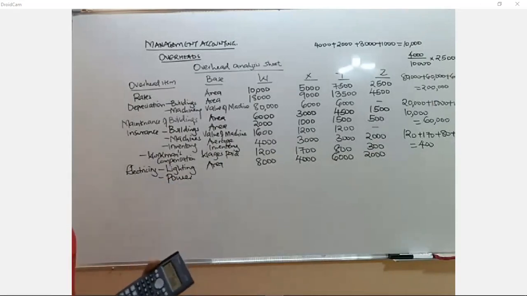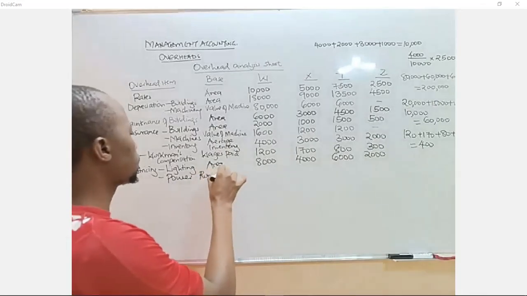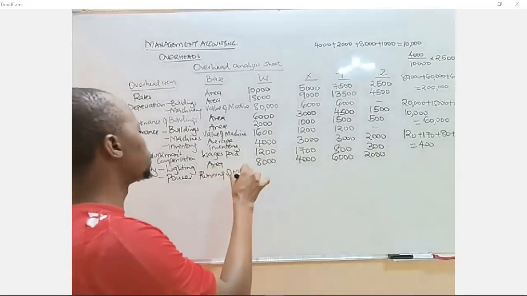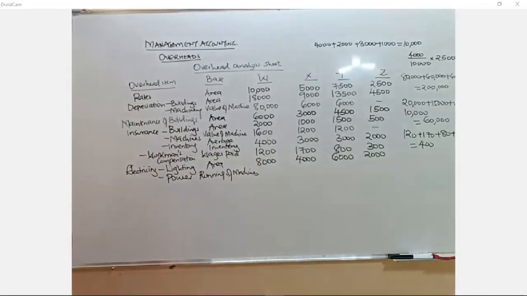What has the examiner provided you with? The examiner has provided you with the running of machines. I can see we are being given the running of machines, and it's the best base that we can use. So we are being given the running of machines. What is the total for the running of machines?